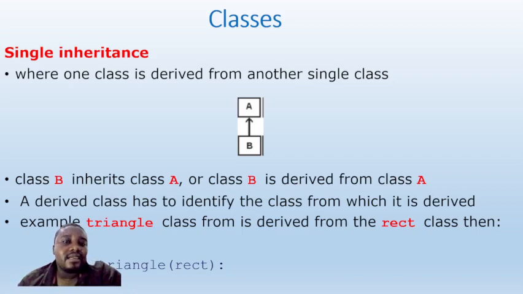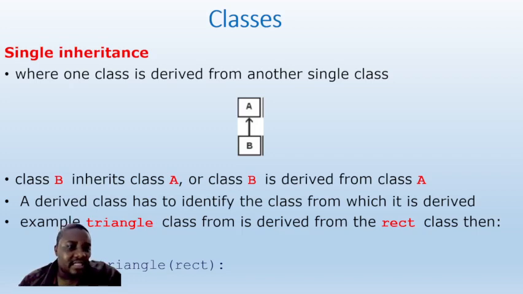It's going from B to A. So class B inherits class A, and class B is derived from class A. A derived class has to identify the class from which it is derived. Example, the triangle class is derived from the rect class.